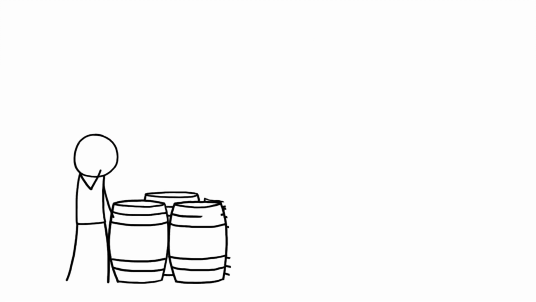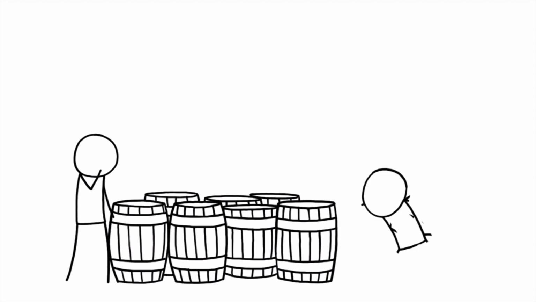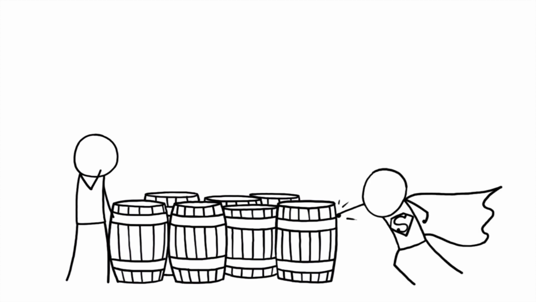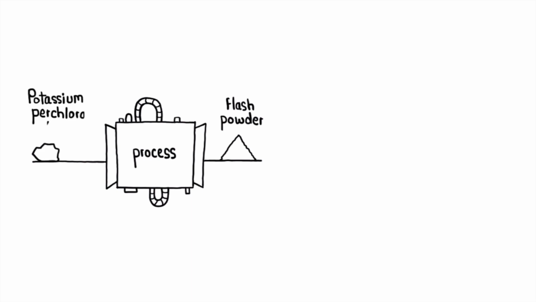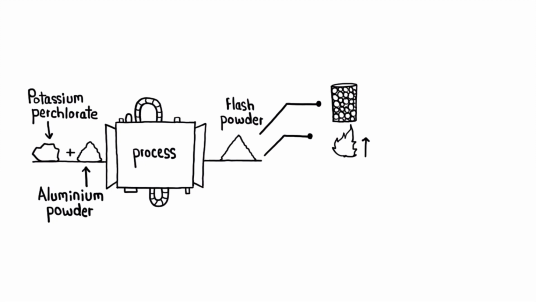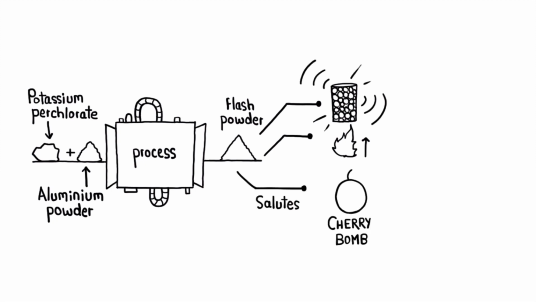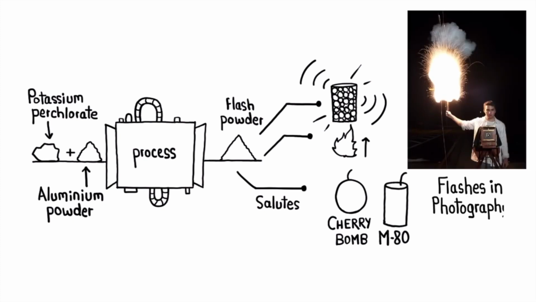To produce better bangs, there would need to be a lot of gunpowder and very strong containers. Therefore, using gunpowder and confining it is not really the best option. So instead, we use something called flash powder, which is composed of potassium perchlorate and aluminum powder. It burns quickly and when confined produces a loud noise. It's widely used in salutes, cherry bombs, M80s, and was once used as flashes for photography.